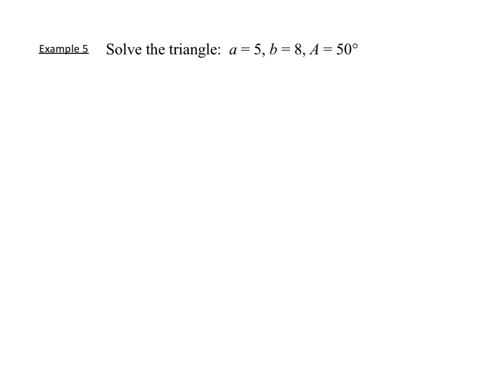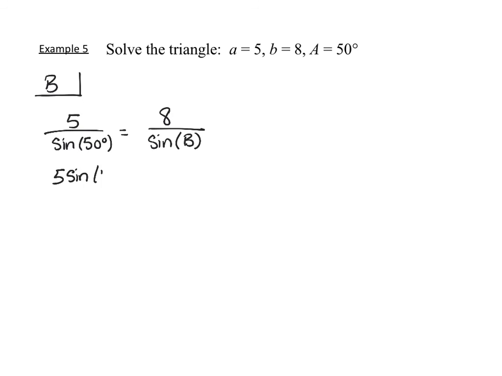Okay, last case, and I promise it's a quick one. See if you can set up a law of sines to find the first piece of information you could find in this problem. Okay, here's my proportion that would solve for angle B. I'm going to solve this by cross multiplying. 5 times sine of B is equal to 8 times sine of 50 degrees.